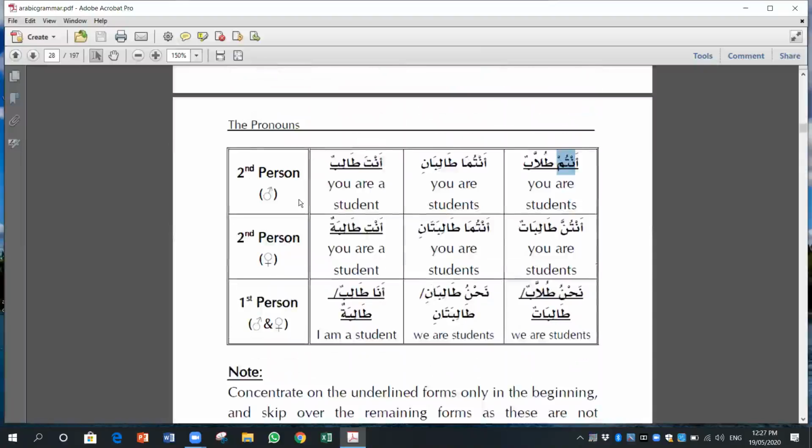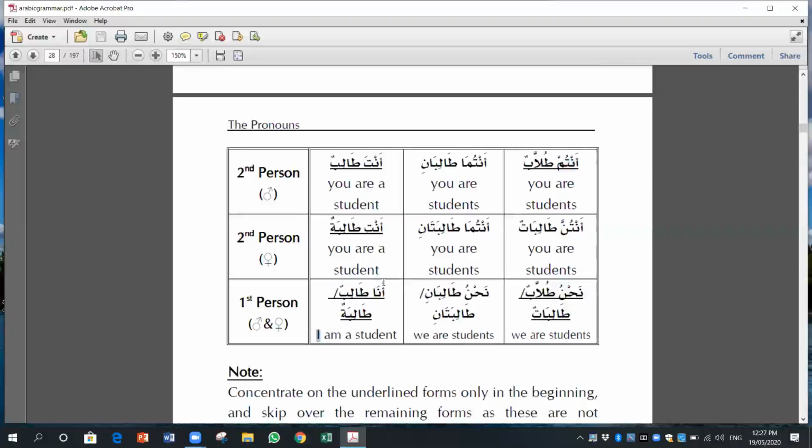Because I is I. If it is a girl, I will say she, or if it is a boy, I will say he. I will use different pronouns. But if a boy is saying for himself, he will say I. And if it is a girl who is saying for herself, what will she say? I. So the first person pronoun is the same for male and female. And what is that? In English, it is I.